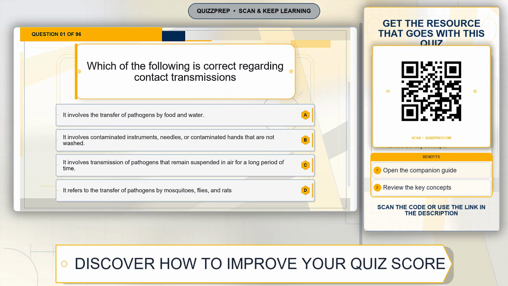Question 1. Which of the following is correct regarding contact transmissions? Option A. It involves the transfer of pathogens by food and water. Option B. It involves contaminated instruments, needles, or contaminated hands that are not washed. Option C. It involves transmission of pathogens that remain suspended in air for a long period of time. Option D. It refers to the transfer of pathogens by mosquitoes, flies, and rats.